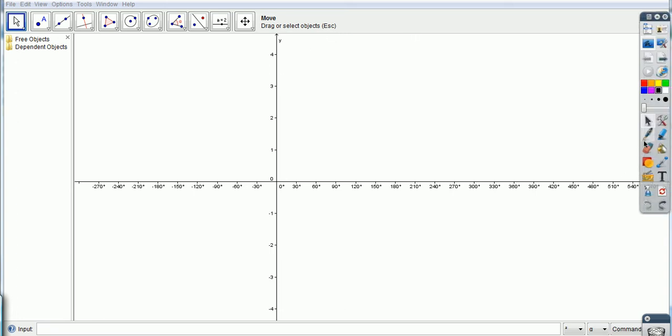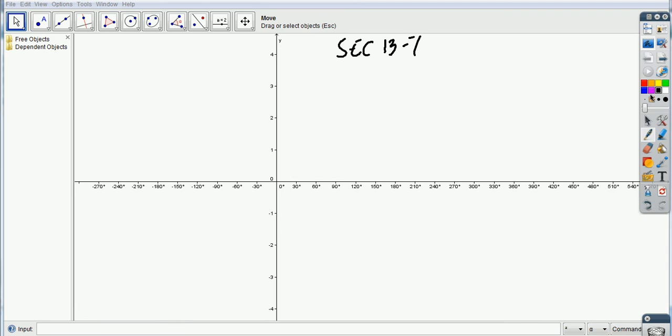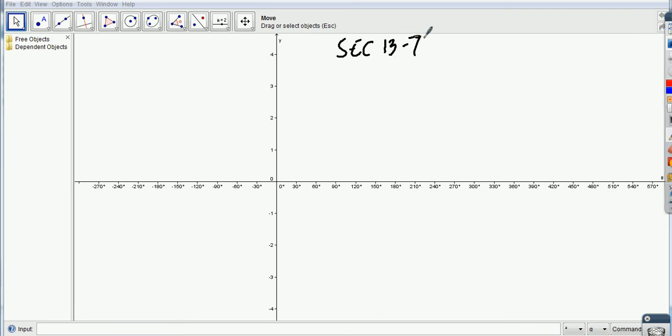So let's go to the pen again, and it's still section 13.7. And why do I always go to, I think it must default to that one right there. I don't like that one. It's too thick. There we go. And let's just talk a little bit about what we did yesterday.